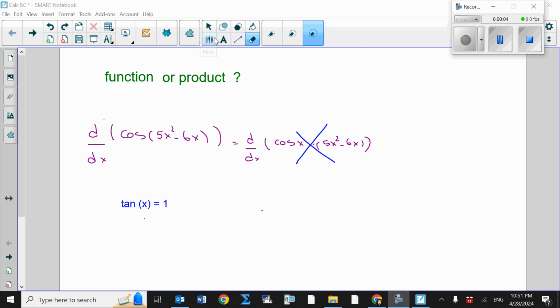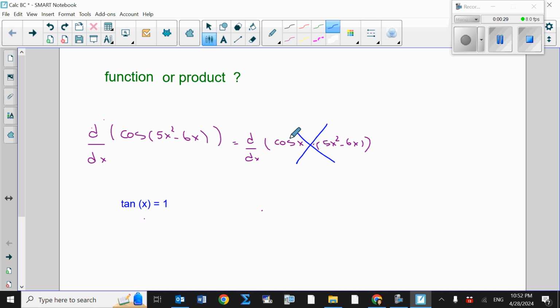Hi, I'm listing some of the common mistakes that could happen when students are working on calculus. In this example, we want to take the derivative of cosine of 5x squared minus 6x. Students get confused and think that this is just cosine of x times 5x squared minus 6x, and they start using the product rule instead of the chain rule, which is wrong.